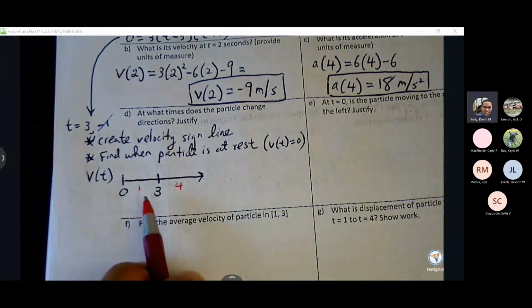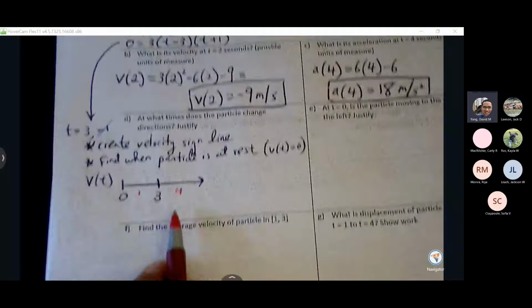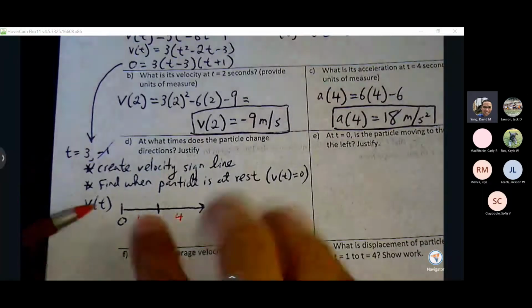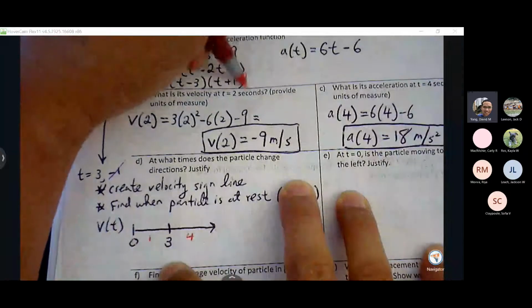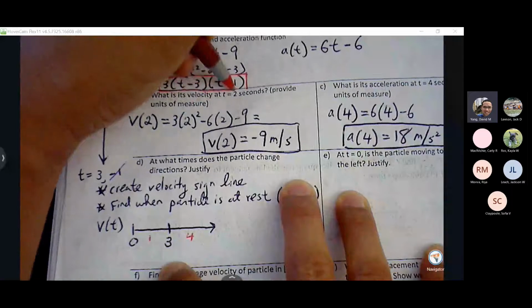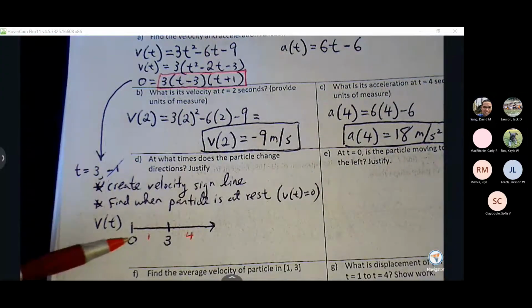I'm going to choose 1 between 0 and 3. You can choose 2 as well if you want. You can choose any number to the right of 3. The smaller the number, the easier to plug in. So I'm going to insert into the factored form of my velocity function. That's the easiest one for me to get the information that I need. I only care whether it's positive or negative.